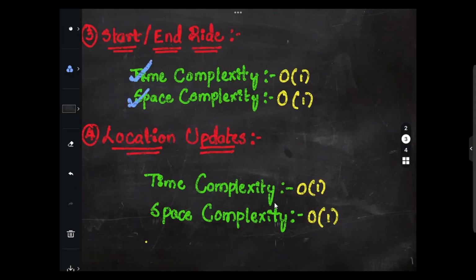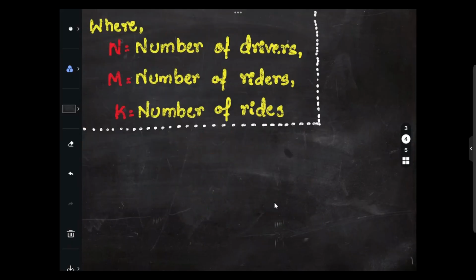And finally the location updates, we have to keep updating the location. Here the time complexity and the space complexity remain O(1) for the location updates as well. So these four things we need to consider here. Let's come to the final part: N is the number of drivers, M is the number of riders, and K is the number of rides.